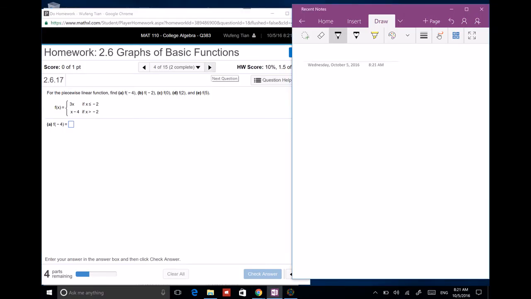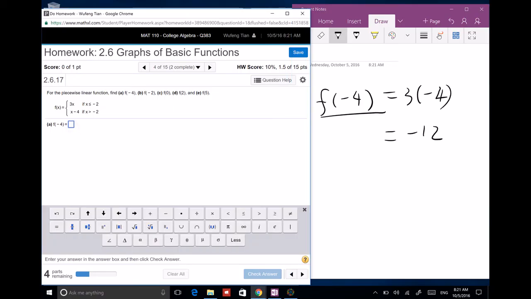All right, this one is pretty simple. f(-4): -4 is less than -2, so we plug into the first function. 3 times -4 is -12.